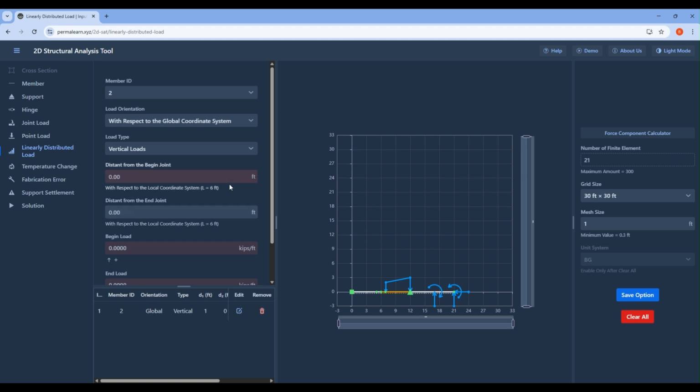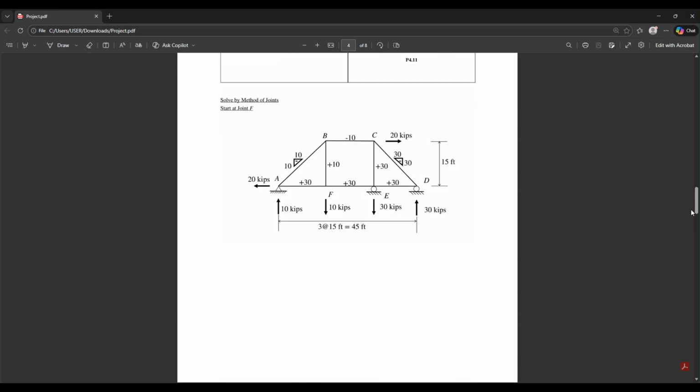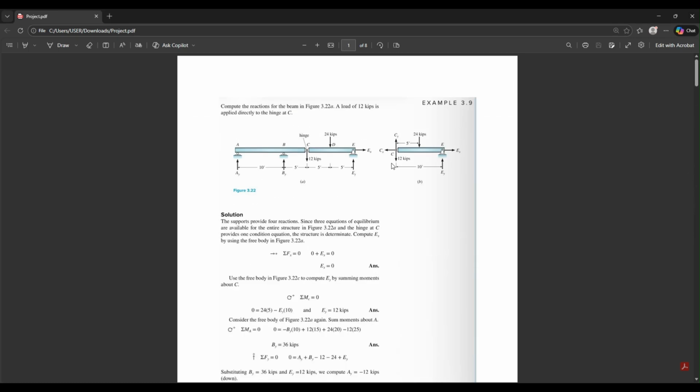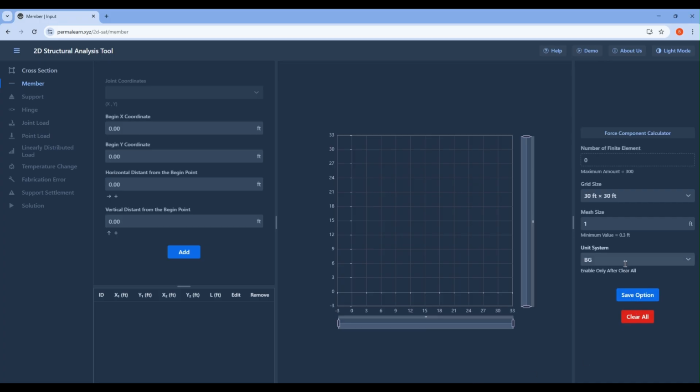And now let's start working on some problems relating to this function. So I click clear all. Our first problem is example 3.9. They ask to compute the reaction for the beam here. So at first we need to build the structure. Since it is using the BG unit, we stick with the BG unit here.